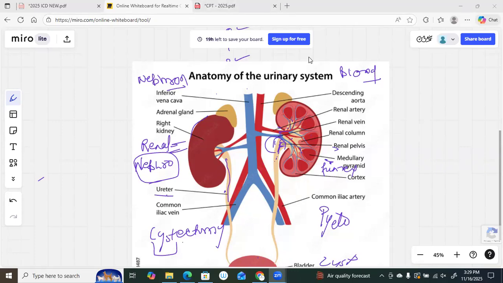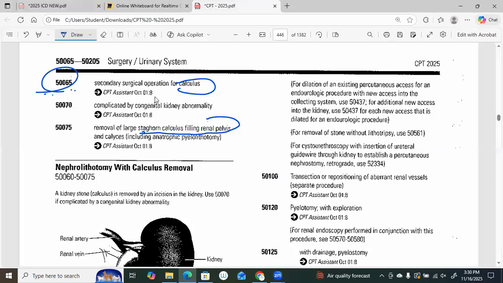Perfect. So Staghorn calculus means it's a large kidney stone that fills the renal pelvis. The renal pelvis acts as a funnel to collect the urine from the kidney and then move it through the ureters. So it will cover the renal pelvis and the calyces areas. So this is a staghorn calculus. Whenever the doctor needs to remove a large staghorn calculus which covers the renal pelvis and calyces, then we are going to bill 50075.